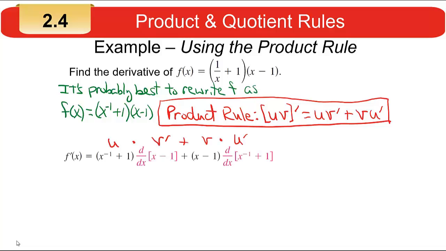And so you'll get u times v prime plus v times u prime. You've got to take the derivative of v. v is just x minus 1, so that derivative is 1. And you've got to take the derivative of u, and you've got x to the minus 1. So by the power rule, that would be minus x to the minus 2. And of course, the derivative of 1 is just 0.